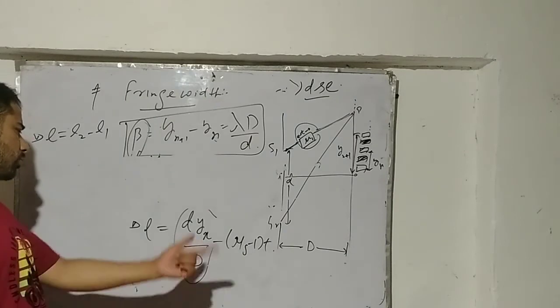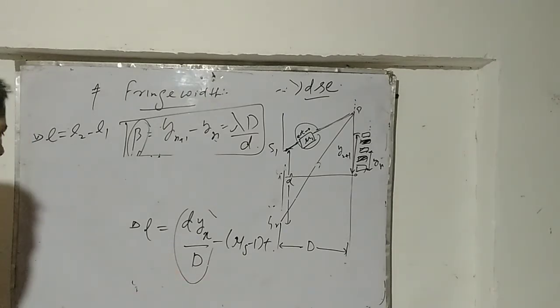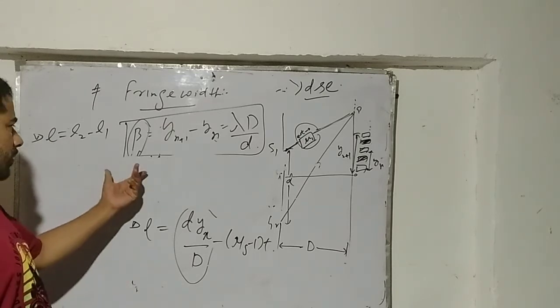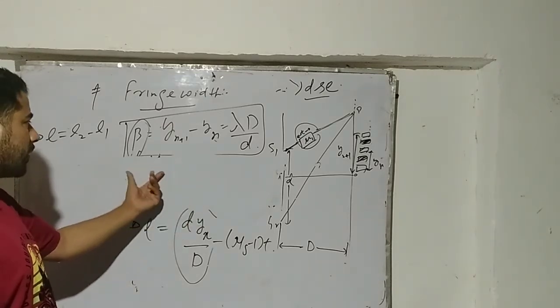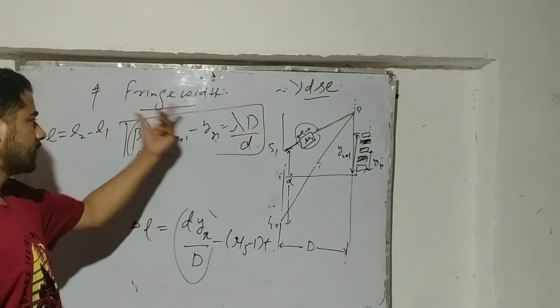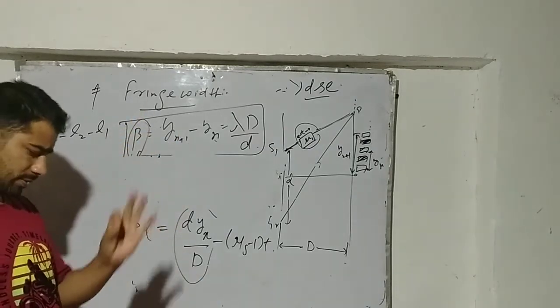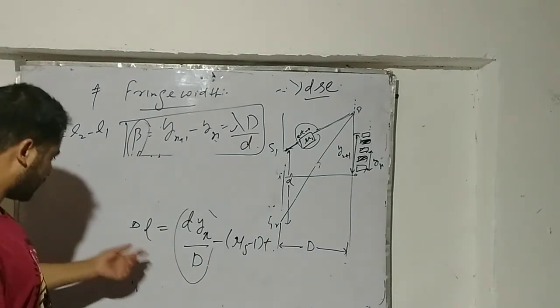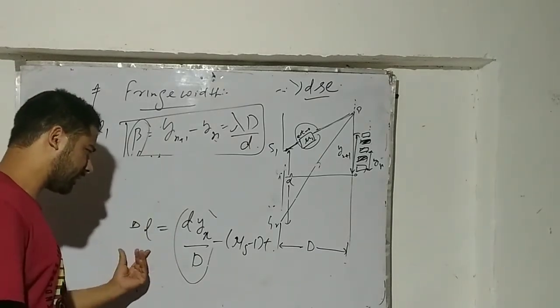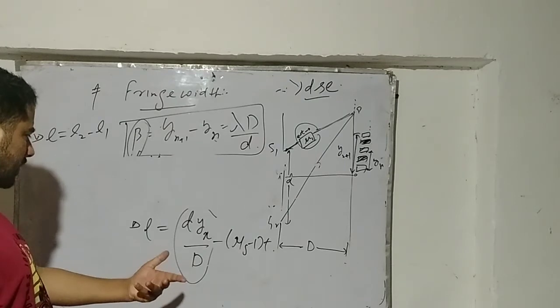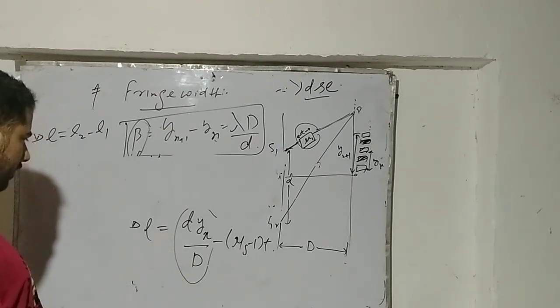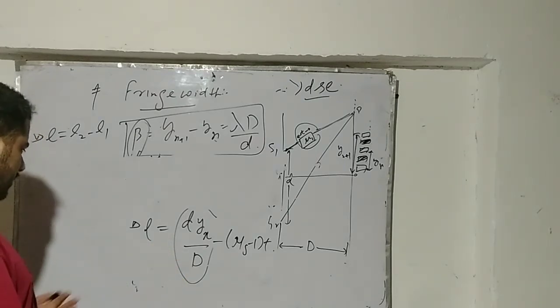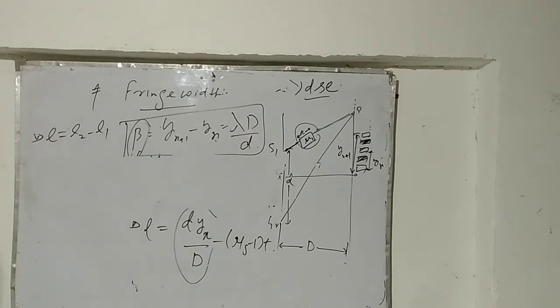If I use any other condition, whether destructive or constructive interference, it doesn't have any effect on the fringe width, because fringe width is defined as the distance between two successive bright or dark fringes. The choice is completely open here. You can take the constructive or the destructive condition of interference. Let me take the constructive one for the sake of argument.